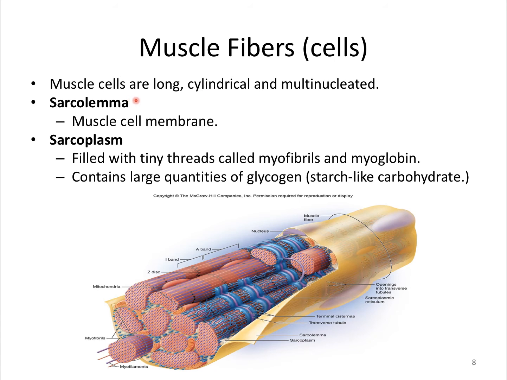Recall from cell biology that we have things like the endoplasmic reticulum and the cytoplasm and the plasma membrane. Within the study of skeletal muscle, the names of things within cells are replaced with a special muscle-specific prefix so that we know that we're talking about that structure in a skeletal muscle specifically.